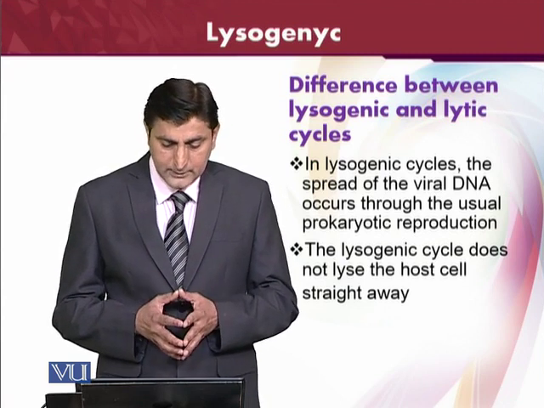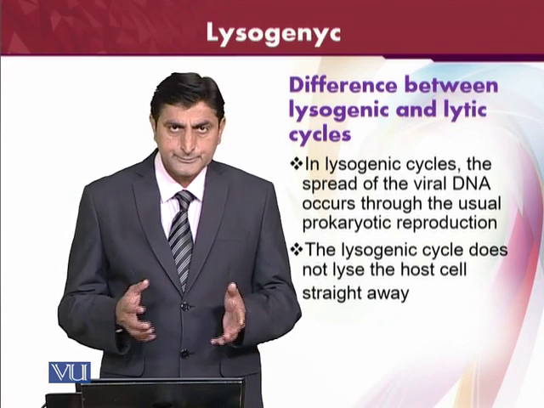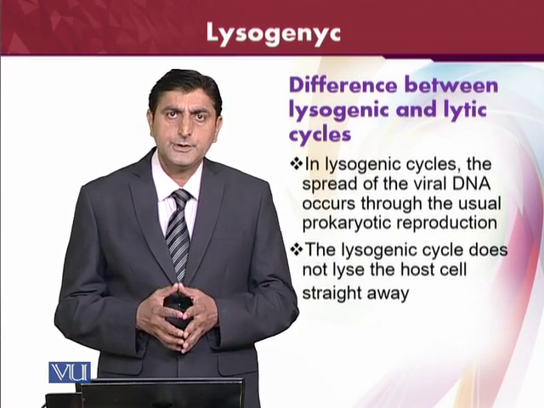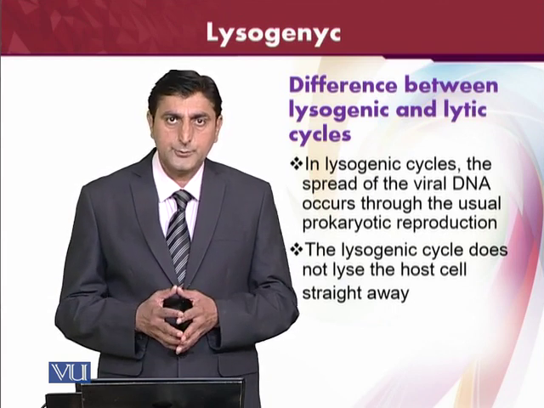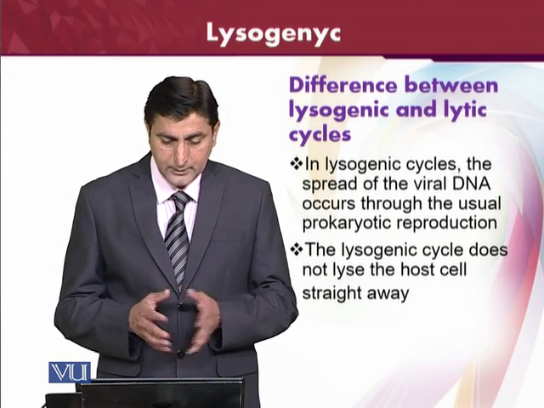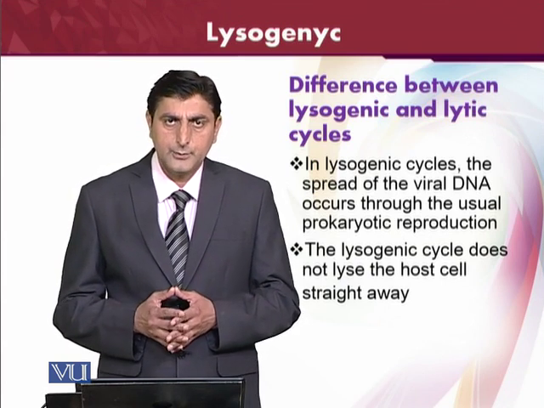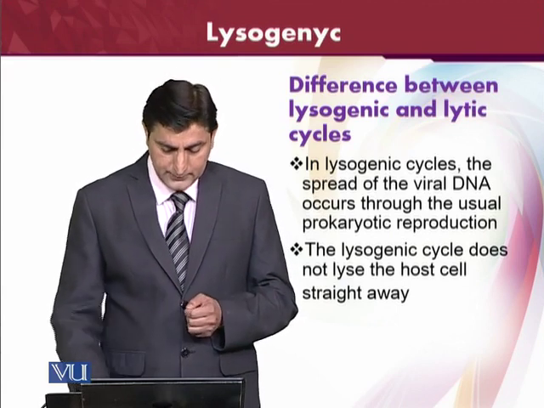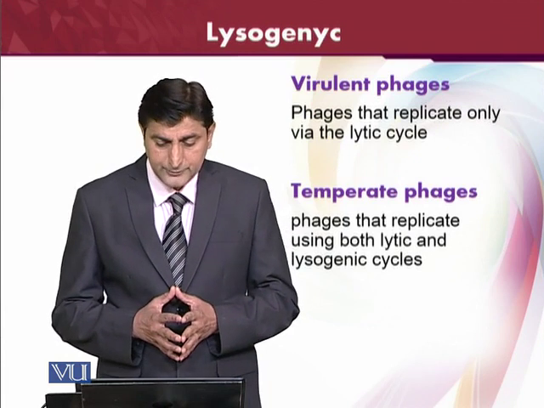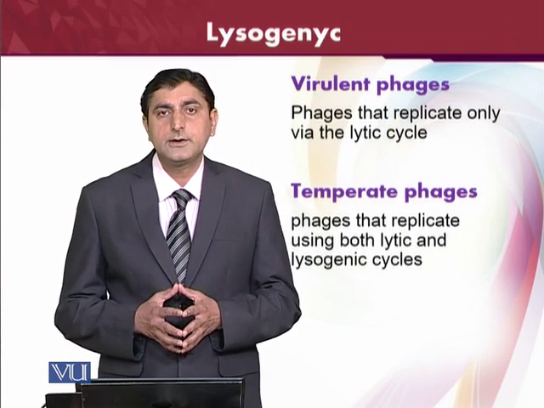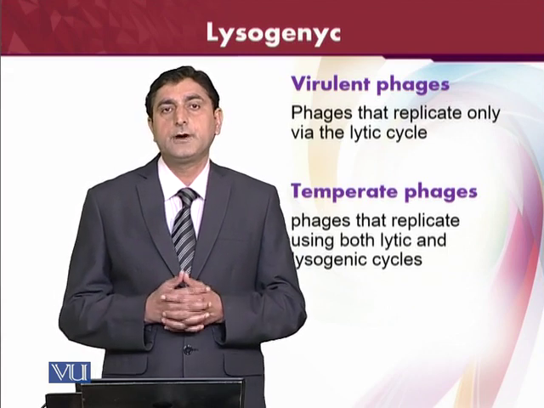The lysogenic cycle does not lyse the host cell straight away, just like in the lytic cycle, where the bacteriophages harm the host cell and rupture it. However, in the lysogenic cycle, they do not harm the host cell, and they do not rupture or lyse it. So there are virulent phages: the phages that replicate via the lytic cycle. They cause disease and are harmful for the bacteria.